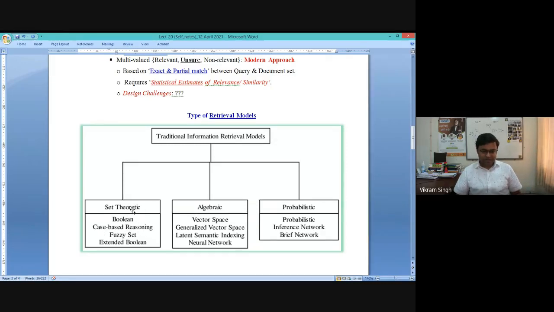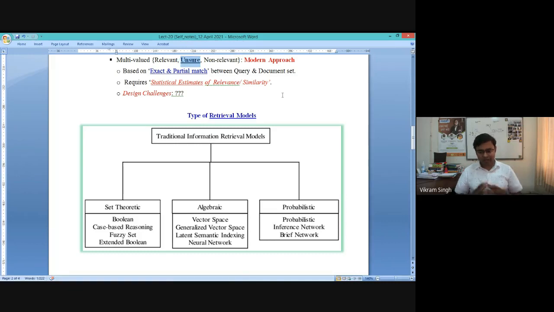It is referred to as set theoretic because it purely uses a classification approach where the matching of documents is performed into two sets, relevant and non-relevant, right? Yes, within the relevant set you can have further splits, the labels of it. That is what is done in fuzzy set also. But in the case of algebraic and probabilistic, the main difference lies in the approach they adopt for the unsure set of results.